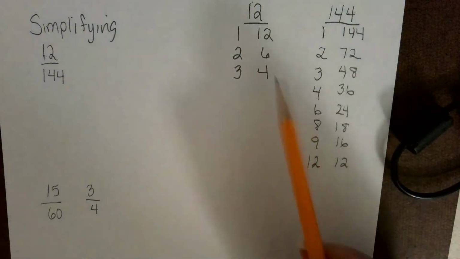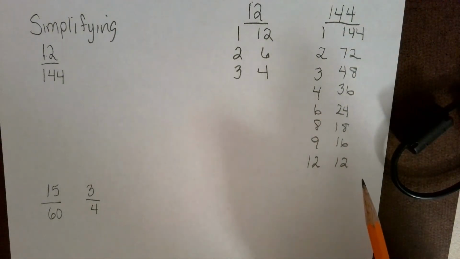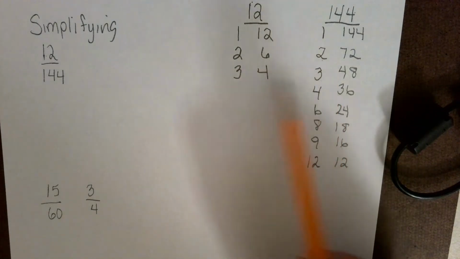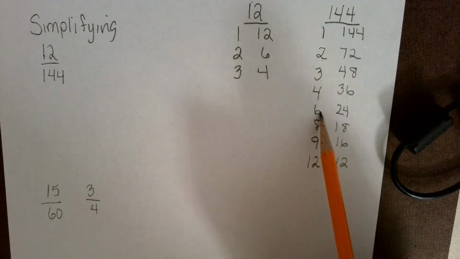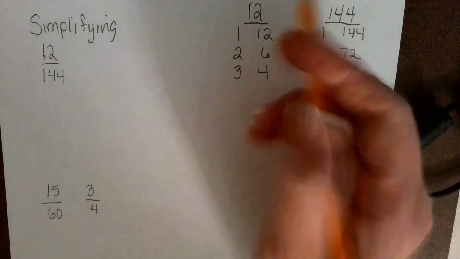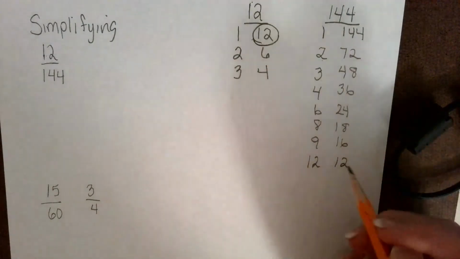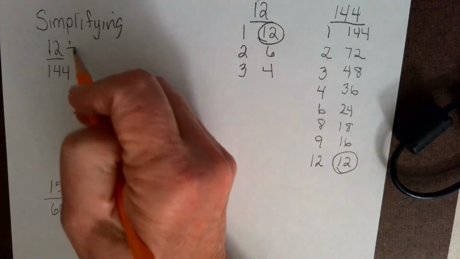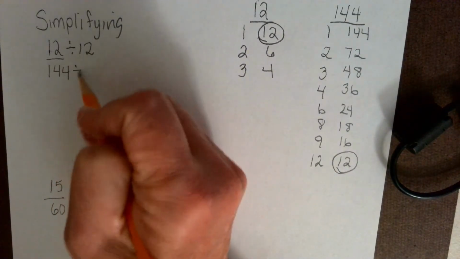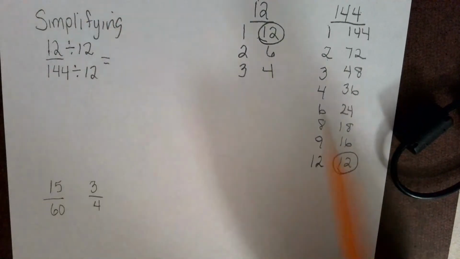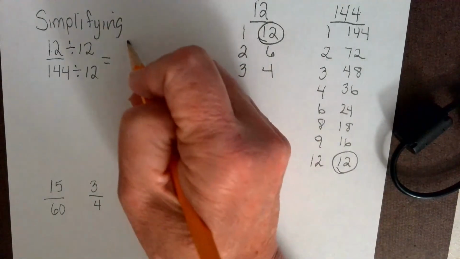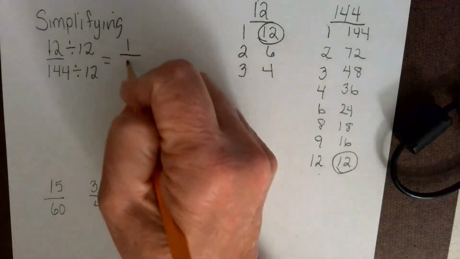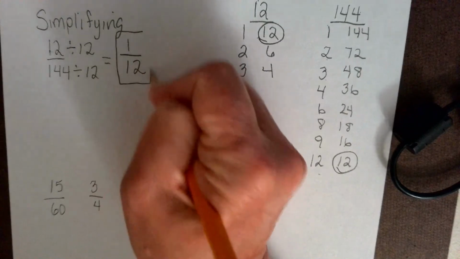And then we look for the biggest number that's in both columns. So I've got a 1 in both columns. I have a 2 in both columns. I have a 3 and a 4 and a 6. But I also have a 12. So I do the biggest number that's in both columns, and that's what I'm dividing by. So I divide by 12. And then if I've done my chart, 12 times 1 is 12. So when I divide, 144 divided by 12 is 12. And that's how I get the answer for that first one.